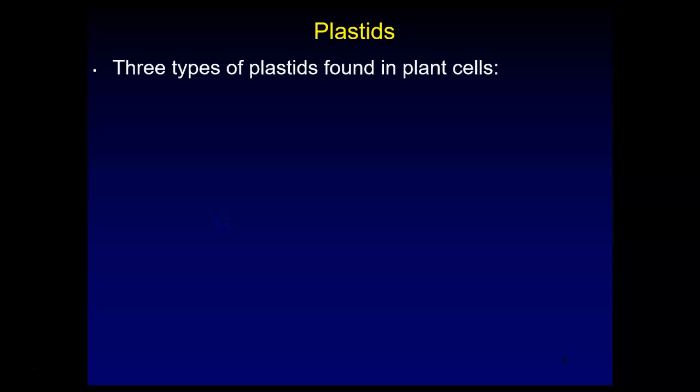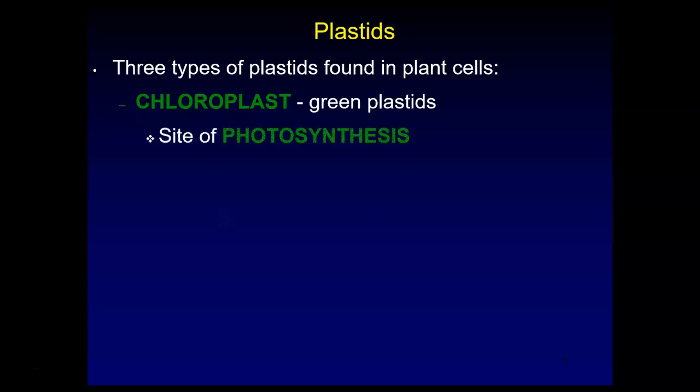Plastids. We've got 3 different types of plastids that we want to talk about that plant cells possess. 3 types of plastids found in plant cells: the chloroplasts, which are the green plastids. These are the ones that are found in the leaves of the plant. We know, so therefore this is going to be the site for photosynthesis.